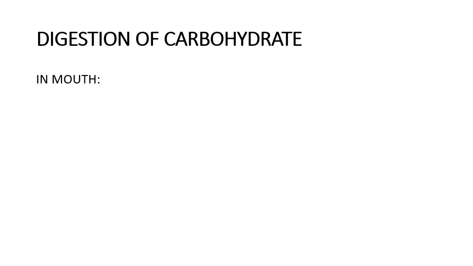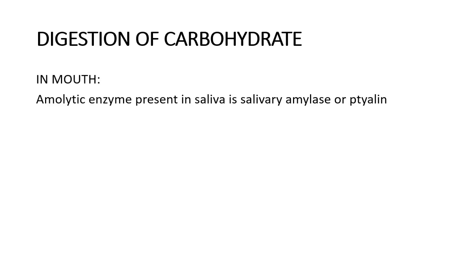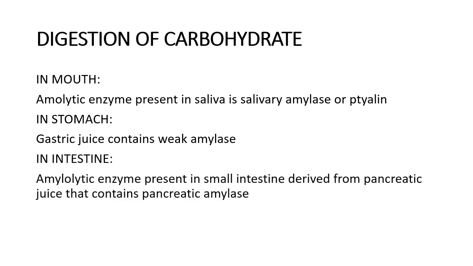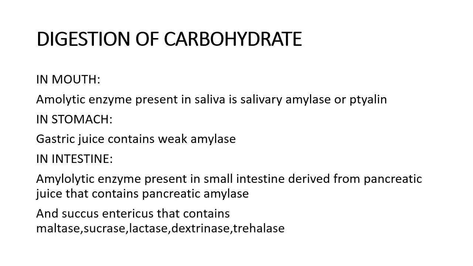So digestion of the carbohydrate takes place in three places. First in the mouth. The amylolytic enzyme present in the saliva is salivary amylase or ptyalin. In the stomach, the gastric juice contains a weak amylase. In the intestine, the amylolytic enzyme derived from the pancreatic juice is pancreatic amylase, and the succus entericus contains maltase, sucrase, lactase, dextrinase, trehalase.